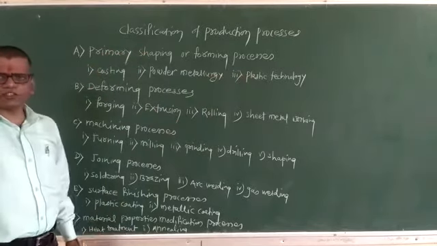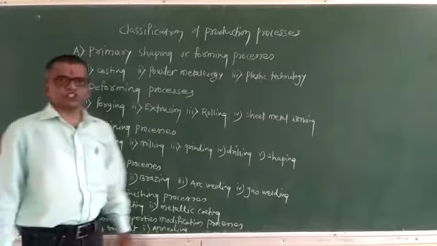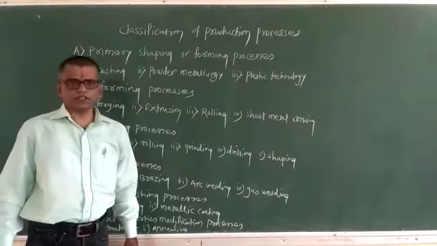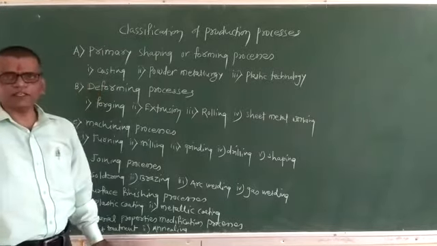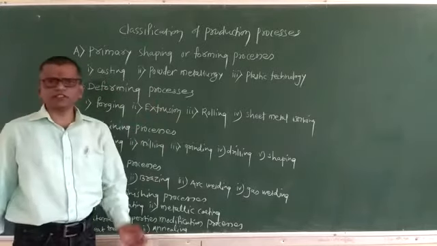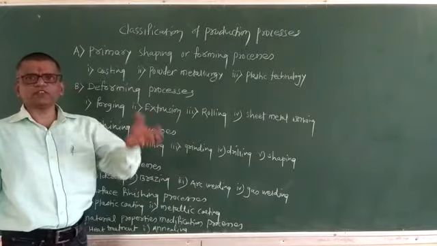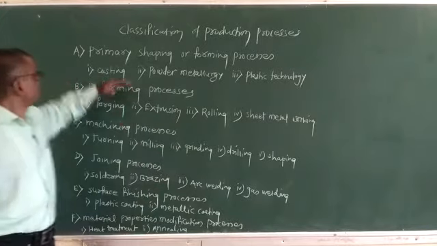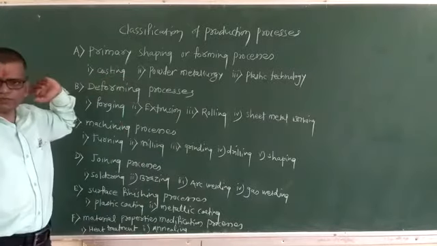Now, what is the casting process? In a casting process, molten metal is poured into a cavity of the desired shape that is made in molding sand. And after cooling and solidification, the object taken out is called the casting. So, this is regarding the casting process.